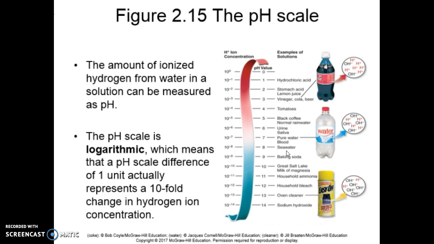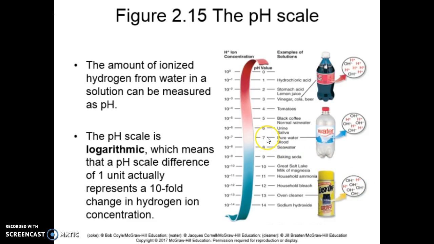If you look at seawater, it's even a little bit more basic, but it needs to be that way, or it is that way, or I should say the living things that live in the water are that way because of this pH. And then you can see baking soda is a little bit more basic. Great Salt Lake is 10. And then you see some of your household cleaning products are quite basic or alkaline. When something is basic, there are fewer hydrogen ions in it and more hydroxide, conversely.